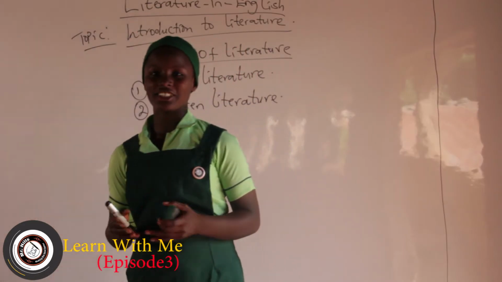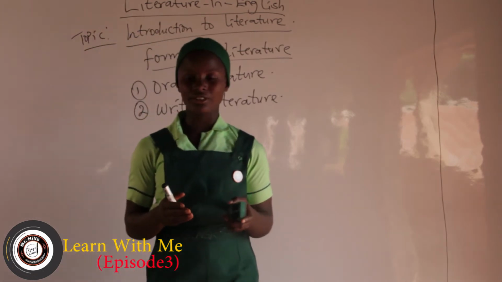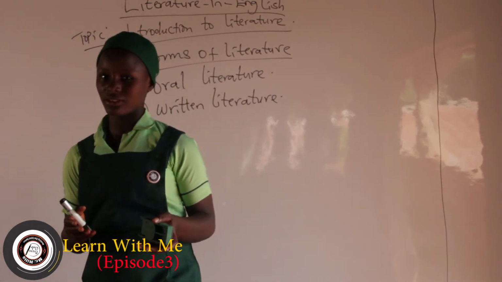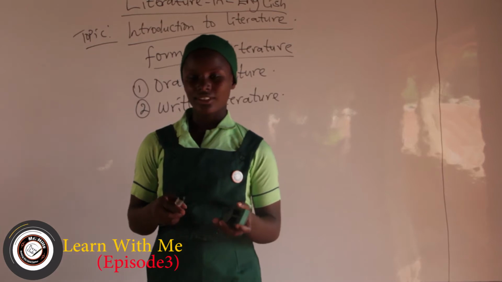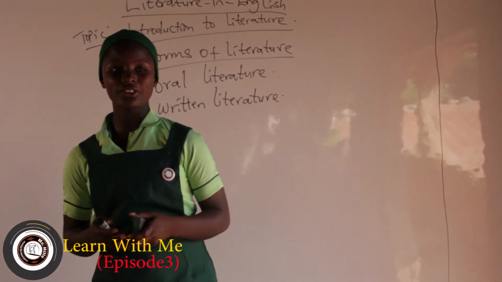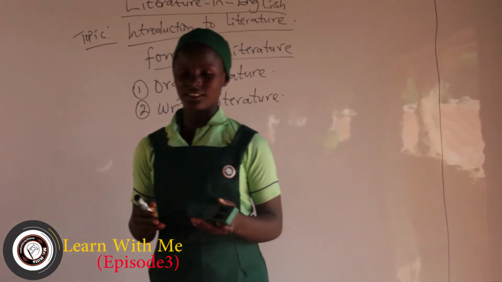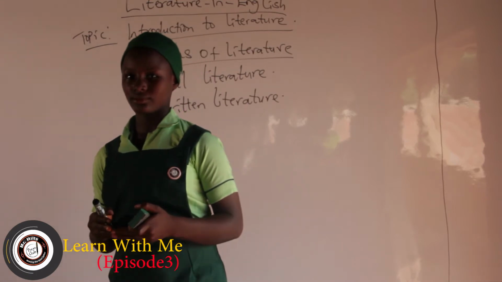What is oral literature? Oral literature is the form of literature which is passed orally through the use of mouth from one generation to another. This form of literature is passed to us by our forefathers. They include folktales, riddles, stories, and jokes. This is the oldest form of literature.